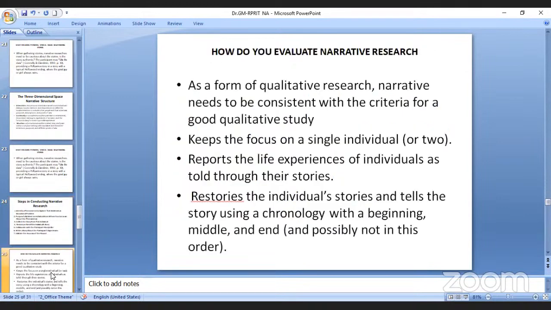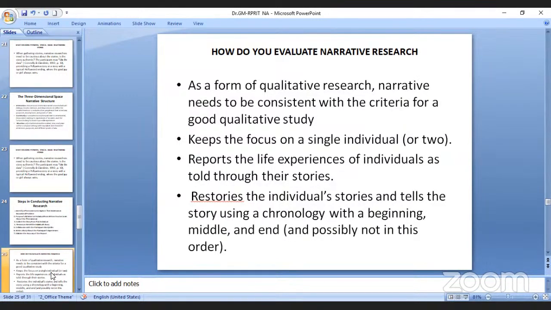Then how do you evaluate narrative research? As a form of qualitative research, narrative research needs to be consistent with the criteria for a good qualitative study.